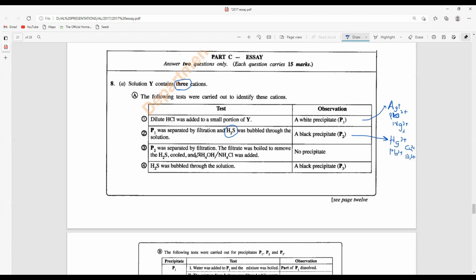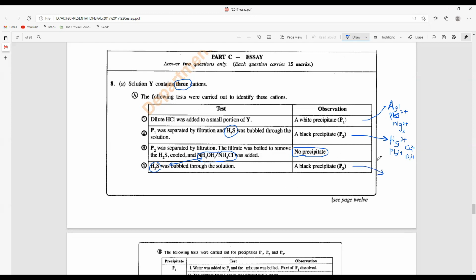And they have filtered this solution, removed H2S, and added some ammonium hydroxide and ammonium chloride. This gives the idea they have added this to form any hydroxide without oxidation, right? Because in the third step of our cation analysis, we first add HNO3 to oxidize any Fe2 plus into Fe3 plus, but that step is not done. Anyway, we have no problem here because we haven't seen any precipitates forming. But when H2S was again bubbled, now the condition is basic, they were able to see a black precipitate again, right? So what is the black precipitate here?